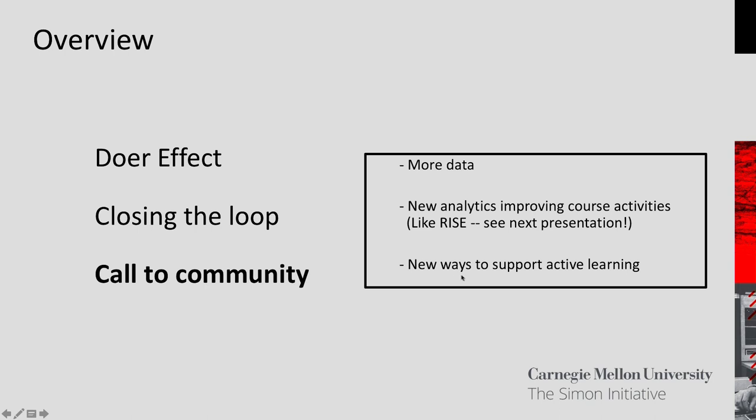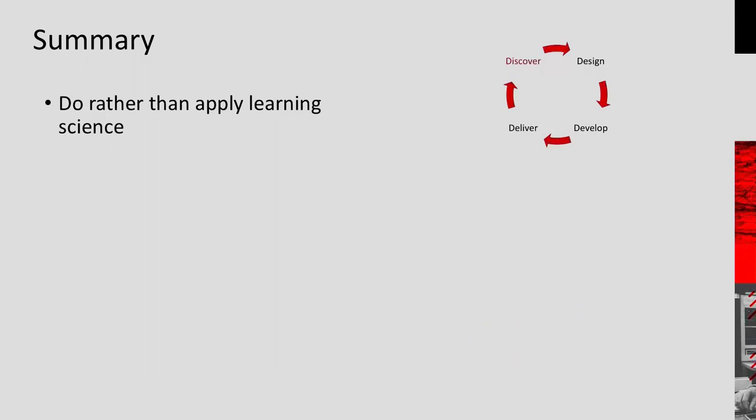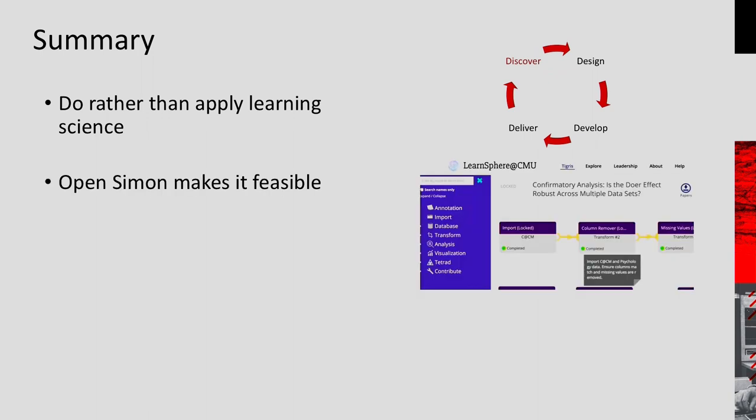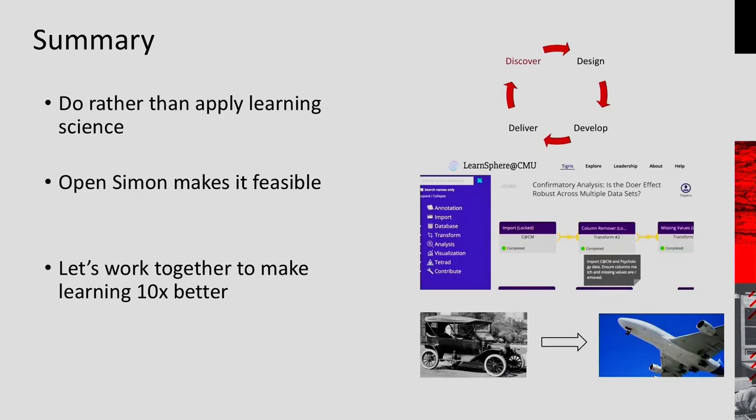The other question relates to new ways to support active learning, and it'd be great to have a conversation about your ideas about how to do that, whether this predict, observe, explain might work for you, how you could implement it, that sort of thing. So I'll come back to those questions in a moment, but just to summarize, this cycle is about not just applying learning science, but doing it and making it possible for all of us to engage in doing. And especially for some of us who are scientists maybe in other domains, engaging in a little iteration based on data ought to be reasonably straightforward.